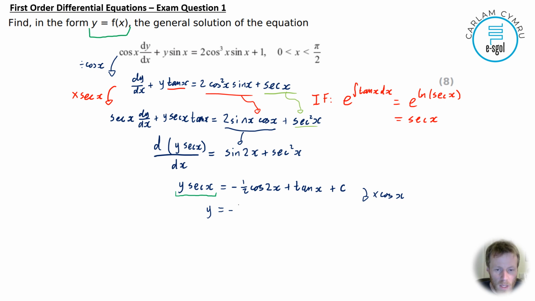So this would give me minus a half cos 2x cos x plus tan x cos x plus c times cos x. And I just need to be careful that I'm multiplying that constant by cos x as well. And that answer there would be acceptable for our final solution.